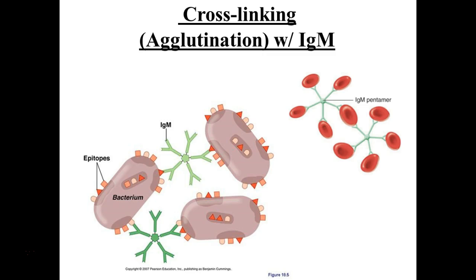You get a little bit different, not as strong agglutination against RH, because what antibody did I say we make against RH? IgG. And remember, that one's just a monomer, right? Can only bind to 2 antigens at the same time.